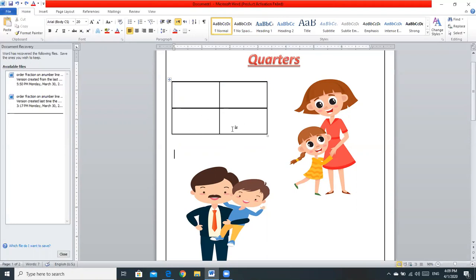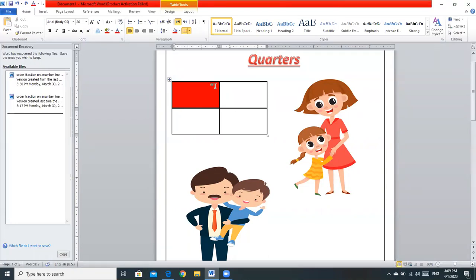So the mom divided the shape into four equal parts and said, "Each one of us is going to take a part." This part is called what? Quarter. So what's meant by quarter? When I divide any shape into four equal parts, each part is called a quarter. Here I have how many parts? Four. So when I divide any shape into four equal parts, it's called quarters.